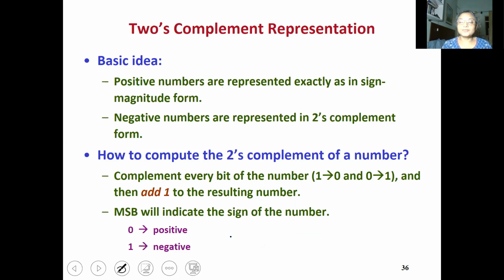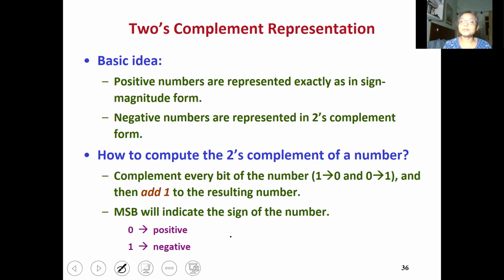We will not go into the details of ones complement, rather we will focus on the twos complement representation, which is the one which is most popular and used in modern computers. The basic idea of twos complement representation is that first of all, positive numbers are the same as in sign magnitude form. The MSB is 0 and the rest of the number gives the magnitude. Negative numbers are represented in twos complement form.